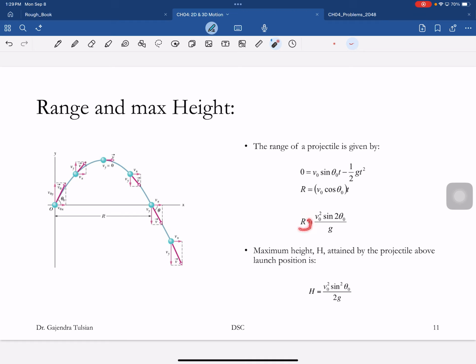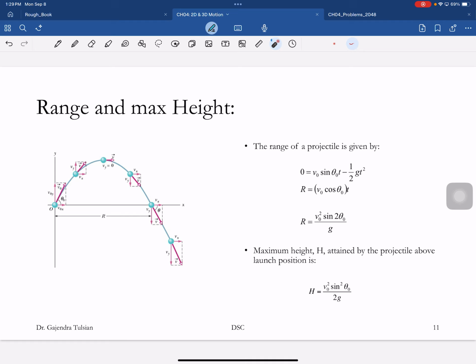The range is the horizontal distance you have traveled when you come to the same vertical position. It doesn't have to be from ground level. You can throw the ball from the top of a building. You could use the range formula for this distance, as long as you've come to the same vertical position. So the range is v naught squared, your speed squared, times sine 2 theta naught, where theta naught is the launch angle, divided by g, the acceleration due to gravity.